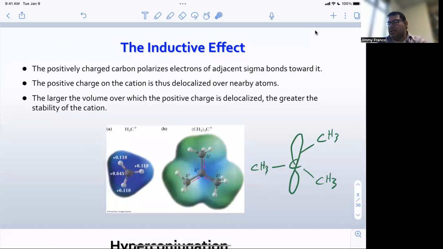And so induction isn't like resonance where we can formally move the electrons, but we can push a little bit of electron density. Right? And so that's what this is talking about. We're trying to help that positive charge a little bit by sharing a little bit of our electrons towards that way. Right? So we don't formally move them, but we push some of that electron density. And that only works if we have a carbon group, not if we have a hydrogen.